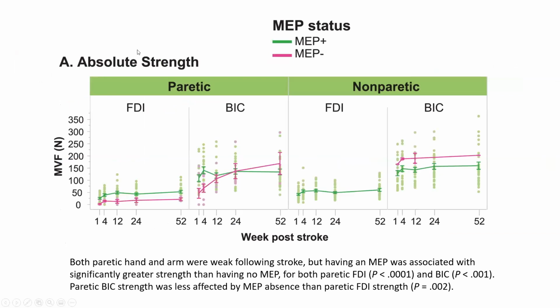Now, when they looked at strength, the absolute strength, both the paretic hand and the arm were weak following stroke, but having an MEP was associated with significantly greater strength than having no MEP at all. And that was true for both the paretic first dorsal interosseous and for the biceps.